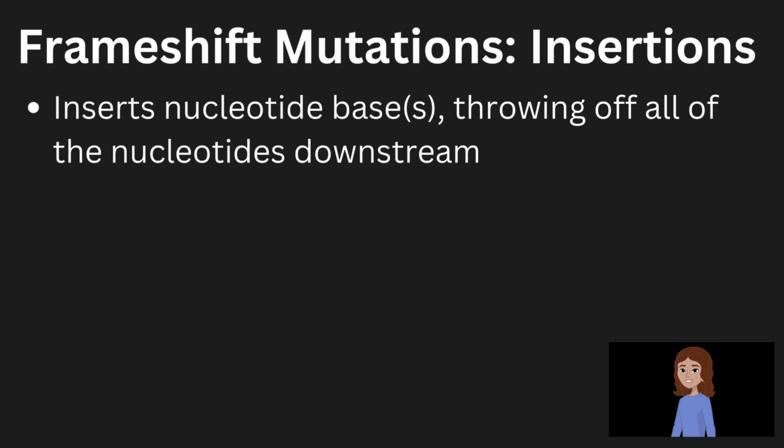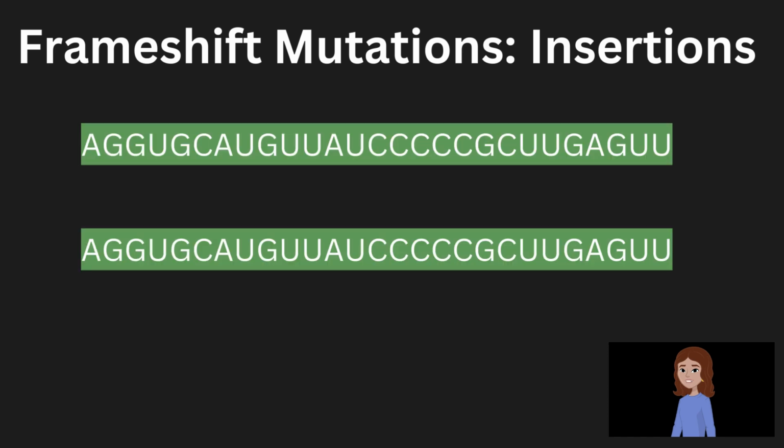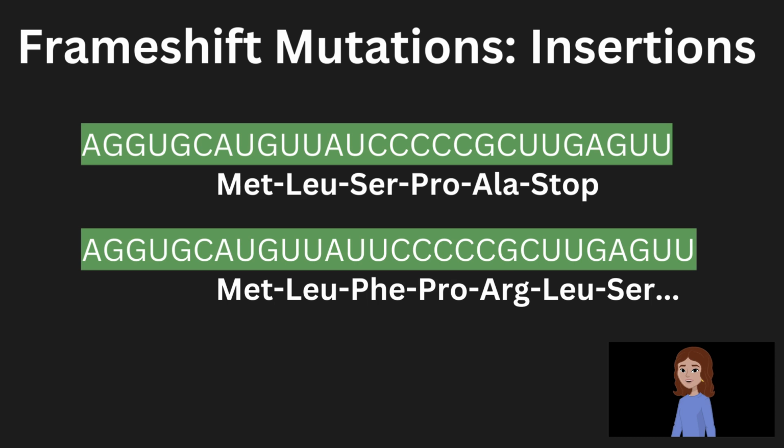Think for a second about how this would affect the protein. Look at these two codon sequences. Identical, right? Now let's add one nucleotide base anywhere in the bottom sequence, let's say here. We still have to read the sequence by 3 codons at a time, so notice how every single codon downstream of this just changed.